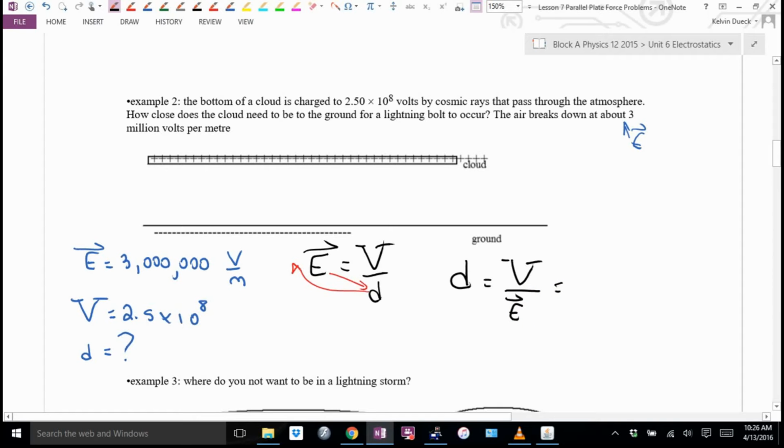It's going to be 2.5 times 10 to the 8th divided by, instead of writing 3 million, can I go 3 times 10 to the 6th because that's less typing? How close does this cloud need to be to the ground for lightning to occur?